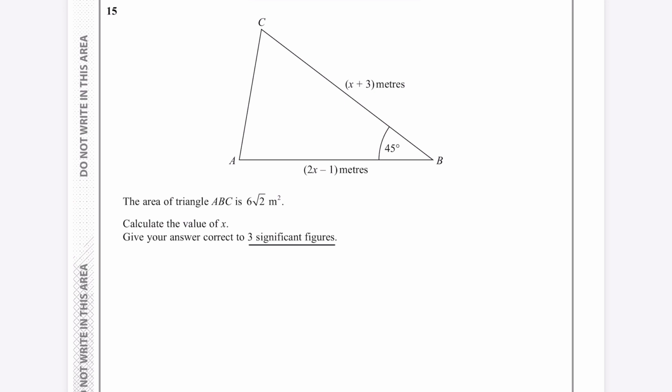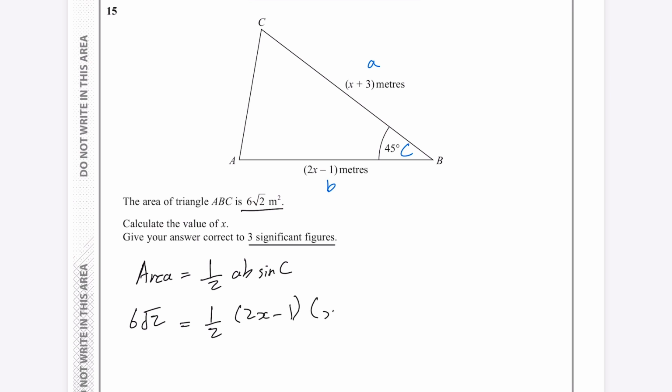Other than that, the area of this triangle, because we've got two sides and an angle between them, is going to equal a half AB sine C. We can say that's A, that's B, and that's C. If I now sub that in, that will become a half. I can also sub in the area, because they've told me that in the question: a half AB, which will be 2x minus 1, x plus 3, and then sine 45.